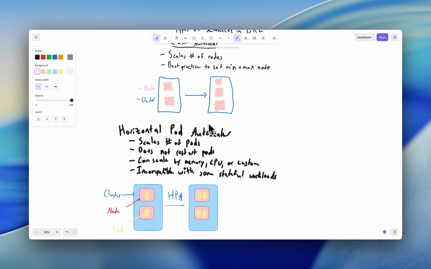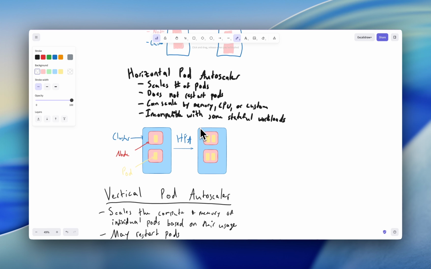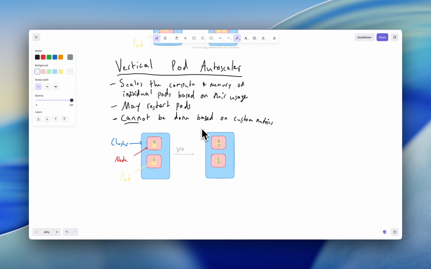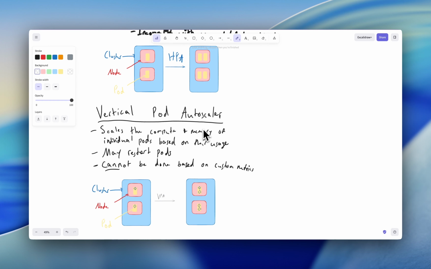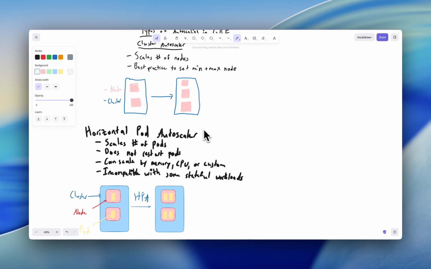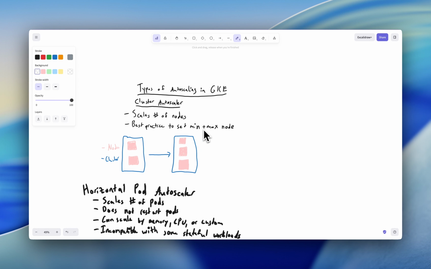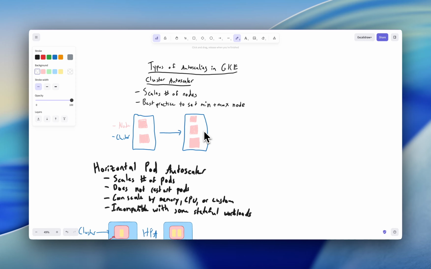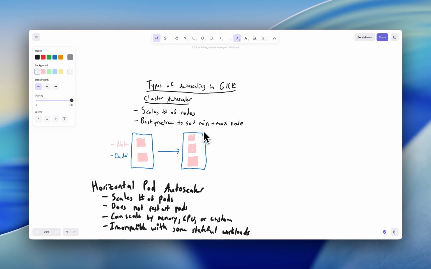And these 3, cluster autoscaler, horizontal pod autoscaler, and vertical pod autoscaler, are the types of autoscaling in Google Kubernetes Engine that you need to know for GCP exams like the Professional Cloud Architect exam and the Associate Cloud Engineer exam. Hope this helps.